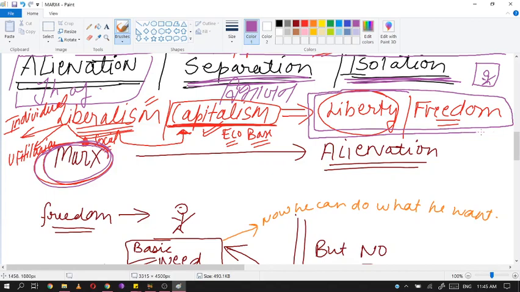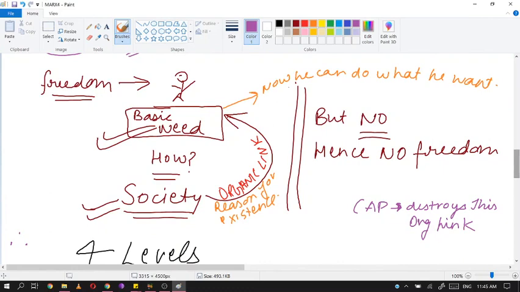For Marx, freedom is freedom to do anything that you want. But let's say you are this person. When will you be able to do whatever you want? Only when your basic needs are done. You do not need to worry about food, home, shelter, clothes, roti, kapda, makan. These things done, now you are free to do whatever you want.